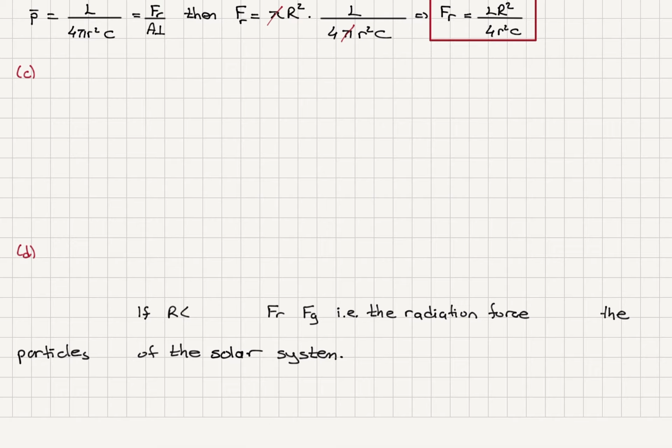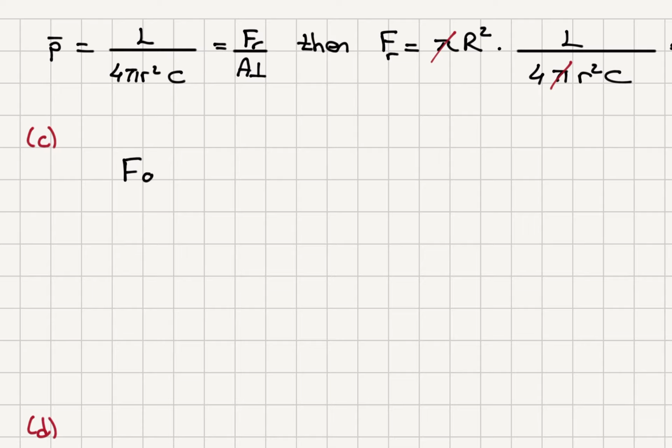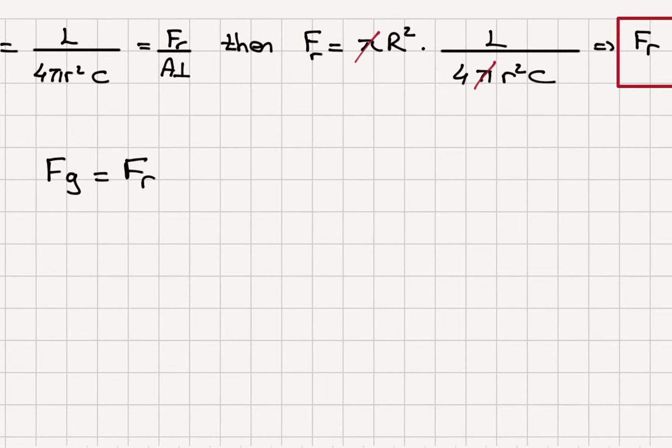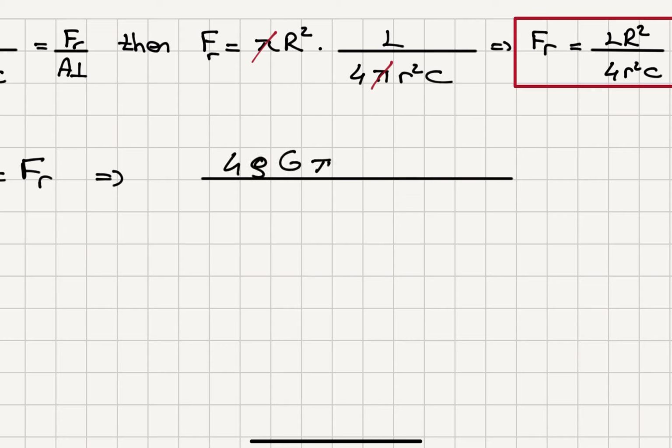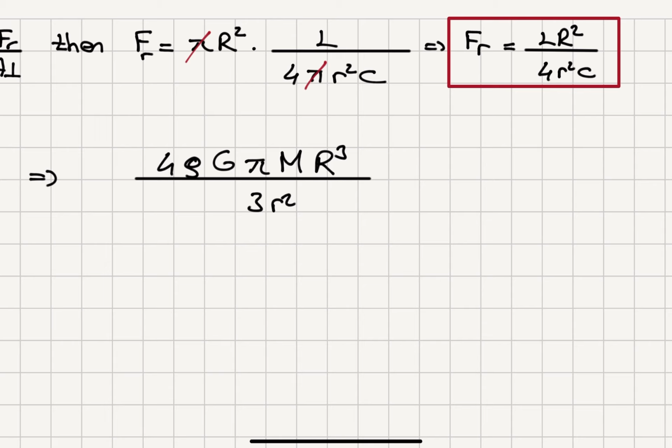So we're going to equate the gravitational force to the radiation force, Fr. So we see that the gravitational force, the answer to part A, is 4 rho g pi mass of the sun capital R cube divided by 3r square. This is equal to capital L r square divided by 4 r square c. Now we can see that the r squares will cancel.